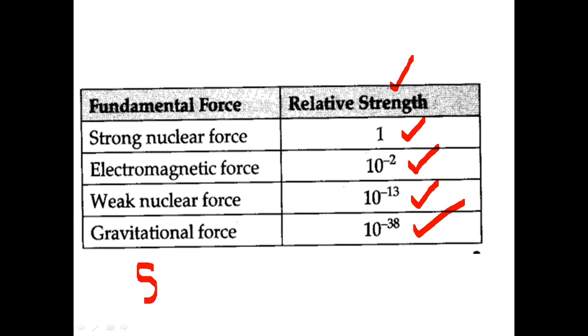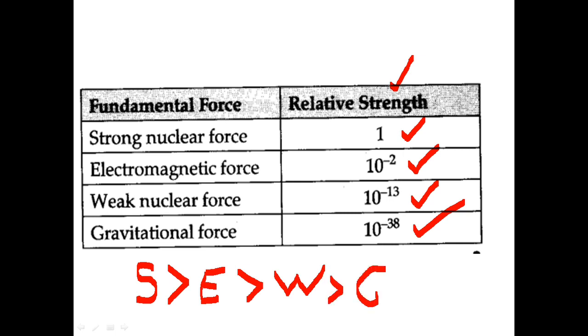So the strong nuclear force, let it be S, is greater than the electromagnetic force, E, which is greater than the weak nuclear force, W, which is greater than the gravitational force, and this is the gravitational force we are experiencing now. It is the smallest among all other forces. So this is all about the physical world, chapter 1, plus 1 physics.